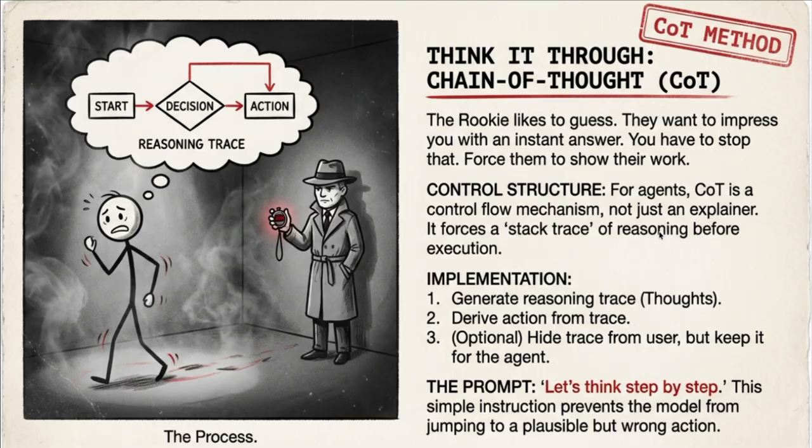The next method in our toolkit is chain of thought, or thinking it through. A rookie investigator often likes to guess because they want to impress the chief with an instant answer. As an engineer, you have to stop that impulsive behavior. You must enforce them to show their work. In the context of an agent, chain of thought is much more than just an explanation for the user. It is a vital control flow mechanism. It forces a stack trace of reasoning to occur before any execution happens.